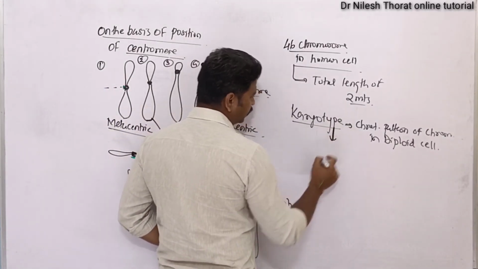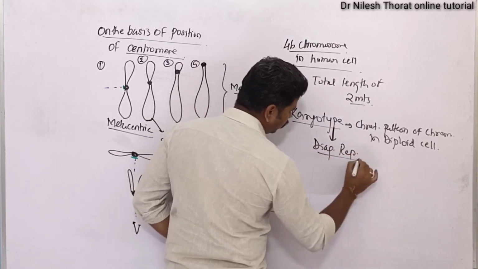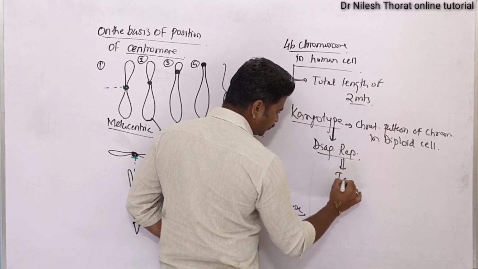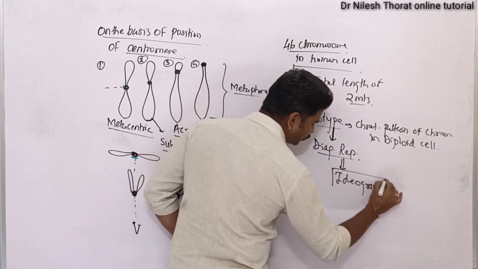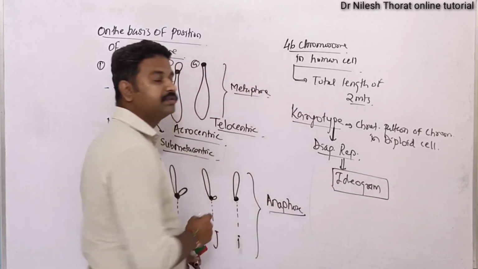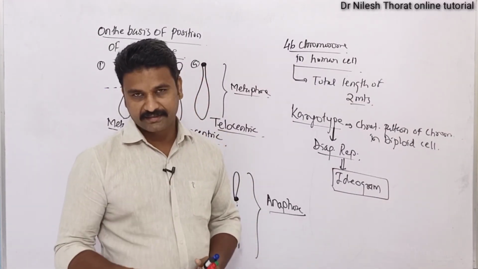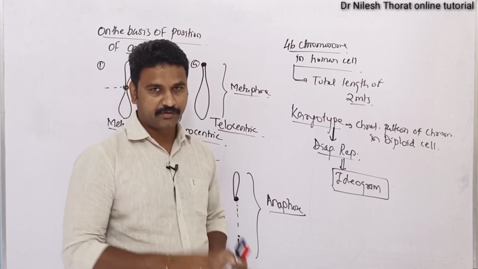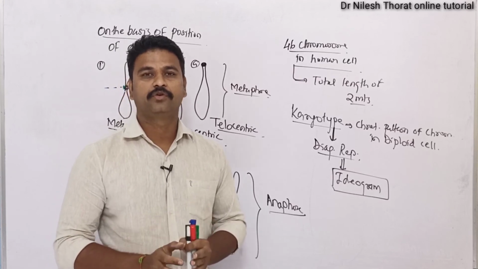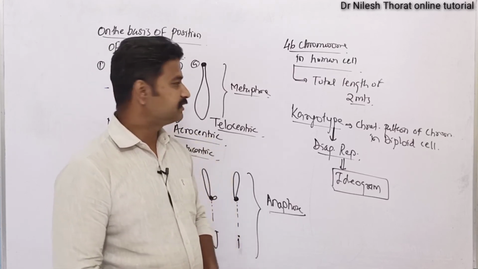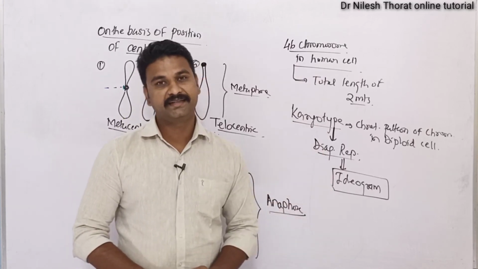So if we produce a diagrammatic representation of this karyotype, then it is called an ideogram. So these are the two terminologies which we have to remember. Each diploid cell will produce a characteristic pattern of chromosomes, that is called the karyotype. As the chromosome number is fixed for every organism, the karyotype for every organism is fixed. But if we represent this karyotype in a diagrammatic form, then such diagrams are called ideograms.